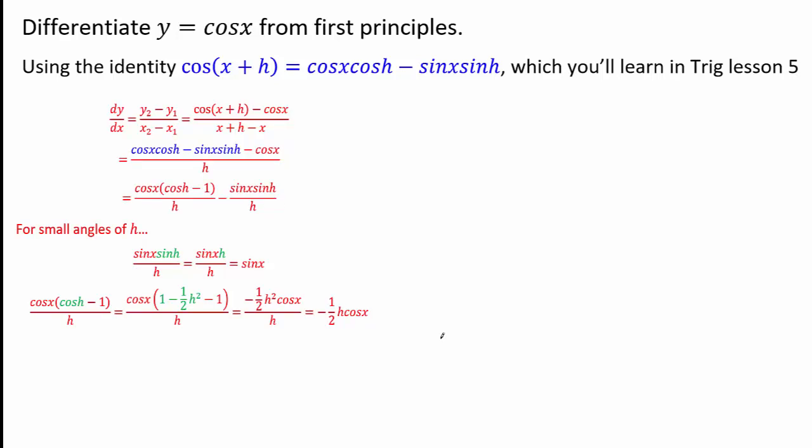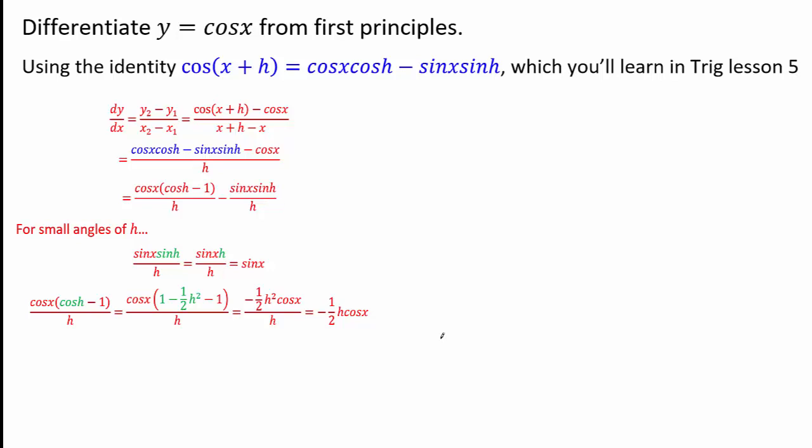So, differentiate from first principles. It's the difference in the y values divided by the difference in the x values. The second y value will be cos of x plus h. The first y value will be cos of x. The second x value is x plus h. The first one was x. Now then, that's where we're going to pop in our identity. So our identity, the blue stuff, is slipping in there. And at the same time, I've cancelled out the x's on the denominator.